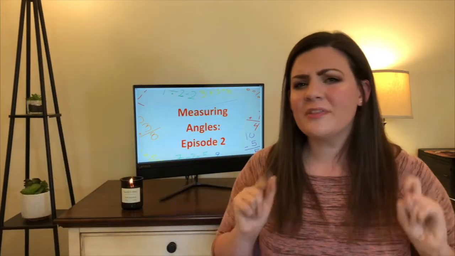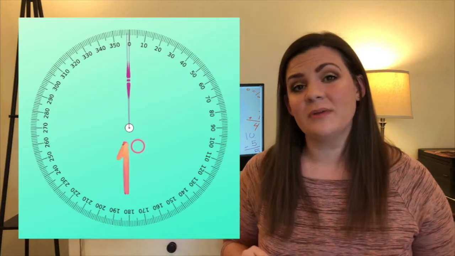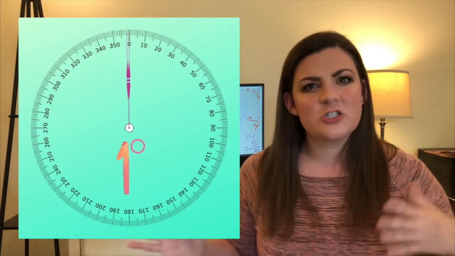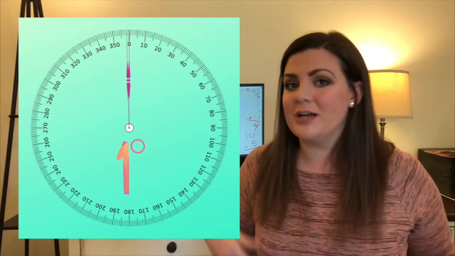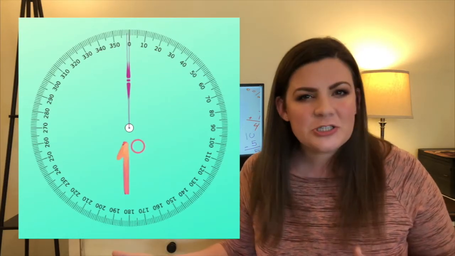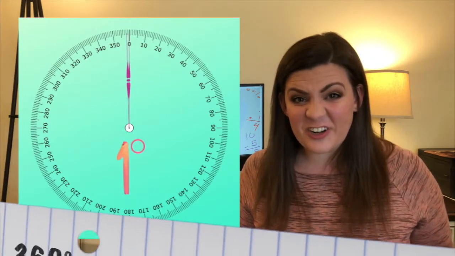Awesome. Do you remember in the last episode where I told you that a circle is made up of 360 angles? If not, you can watch that here. But for those of you who do remember, each one of those angles actually measures 1 degree. So if a circle is made up of 360 angles and each angle measures 1 degree, how many degrees do you think are in a circle? Did you say 360 degrees?